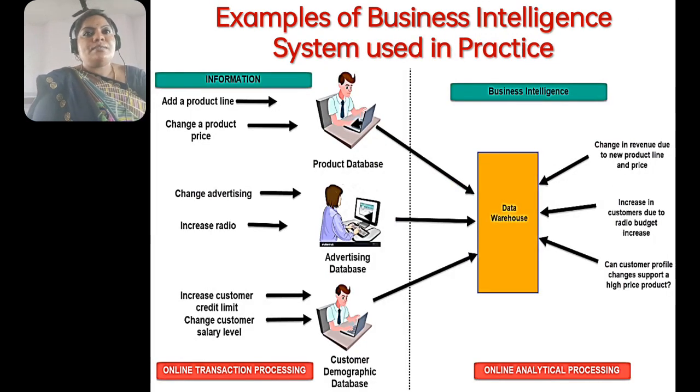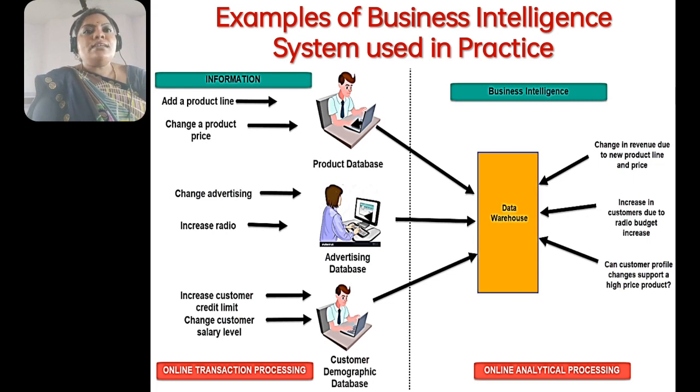So these are some examples of business intelligence. In an online transaction processing, that is OLTP, system, information that could be fed into the product database could be adding a product line or changing a product price. Correspondingly, in a business intelligence system, a query that would be executed for the product subject area could be: did the addition of a new product line or change in product price increase revenues?